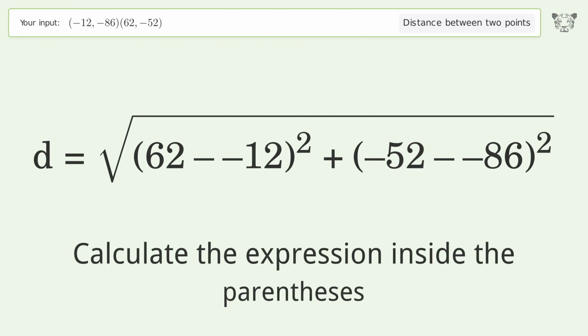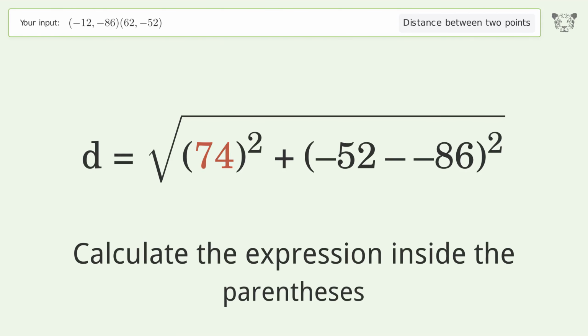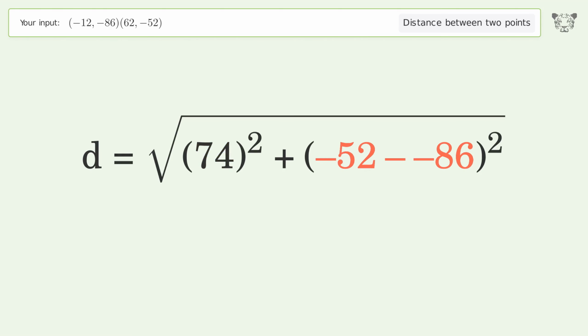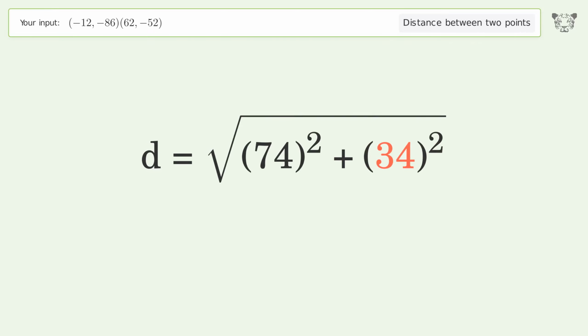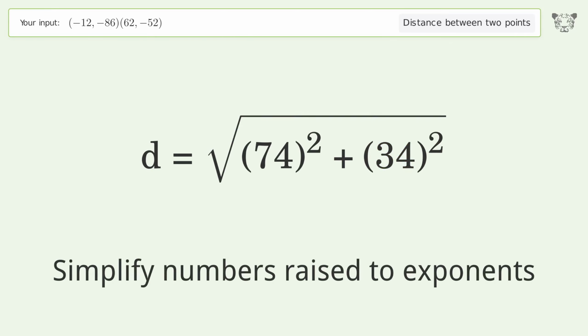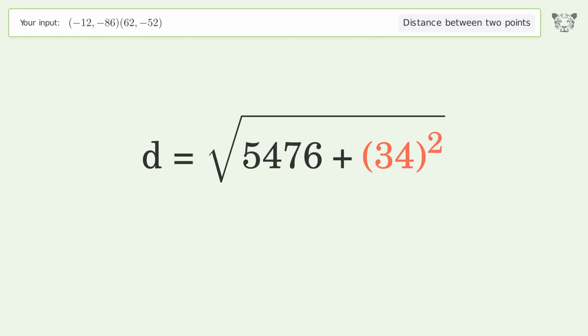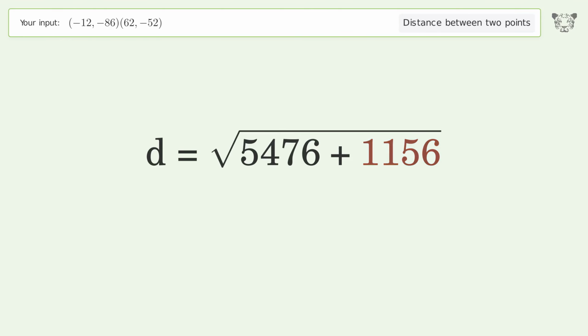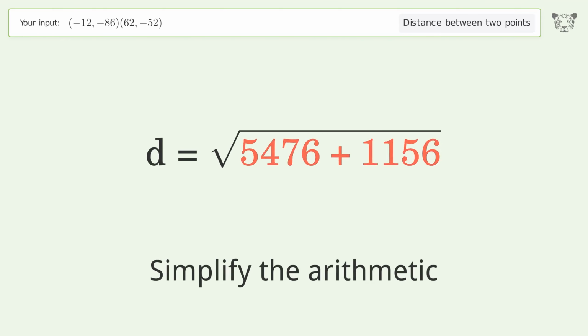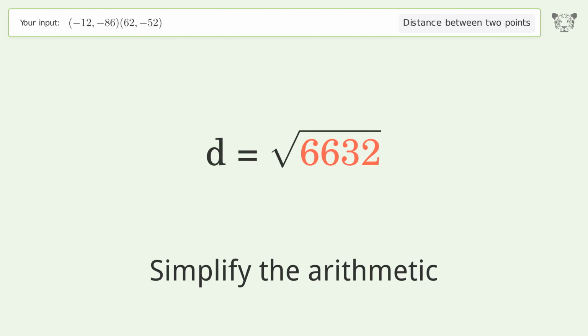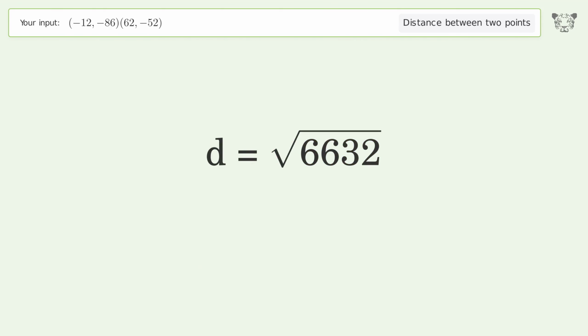Calculate the expression inside the parentheses. Simplify numbers raised to exponents. Simplify the arithmetic. And so the distance between the 2 points is the square root of 6,632, or 81.437.